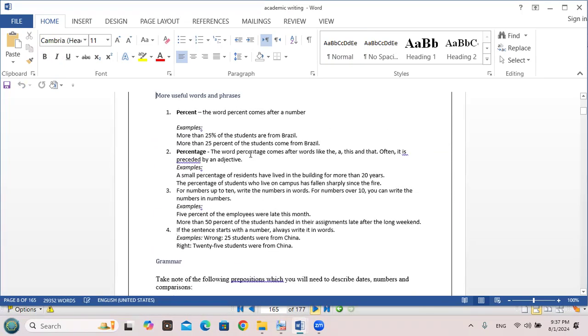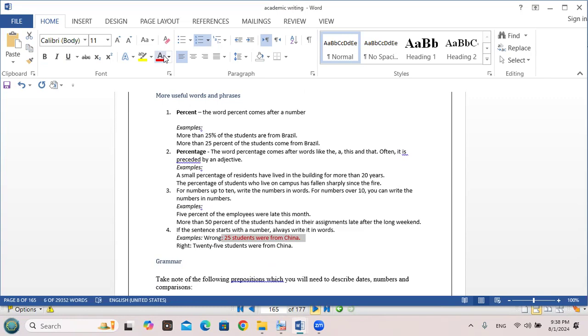No, this one. In general, in academic writing, do not start a sentence with a number. For example, here, "25% were from China." This one is wrong. Don't start with 25 students, right? Write it in letters, not in numbers. And in general, in academic writing, if the number is from 1 to 10, it's better to write it in letters, not in numbers. Don't write 2 in numbers, right? I'm speaking about writing, not about listening.